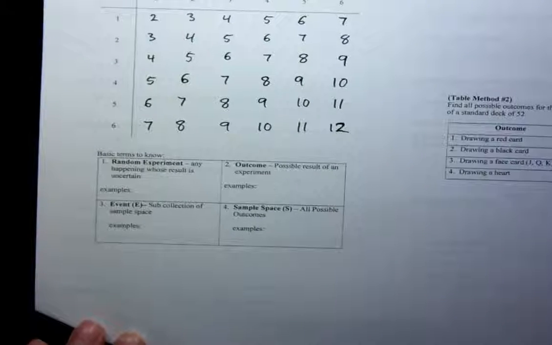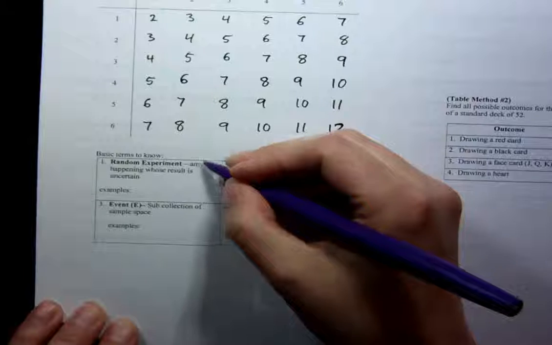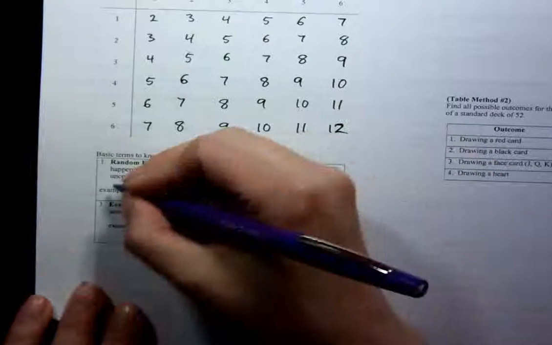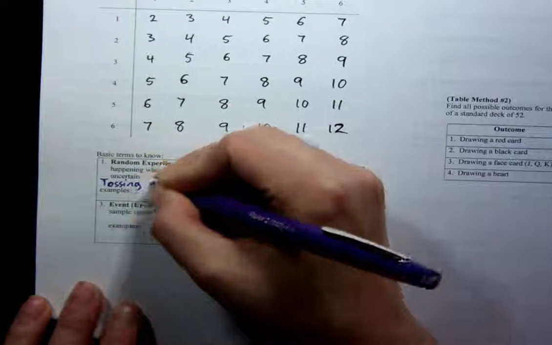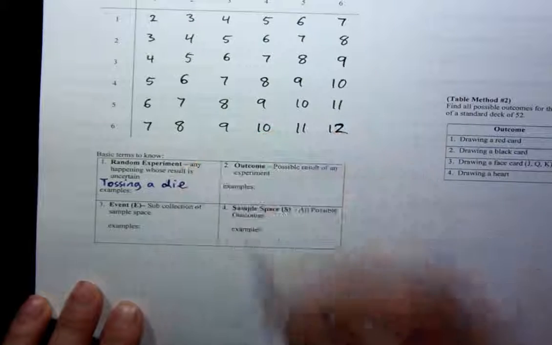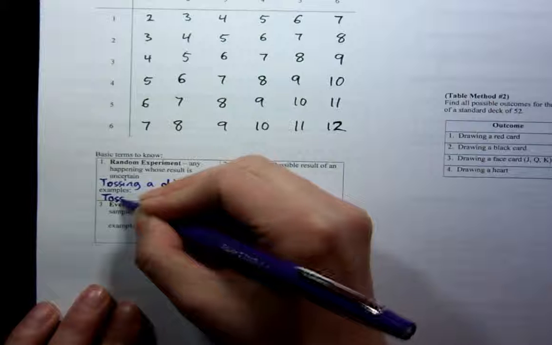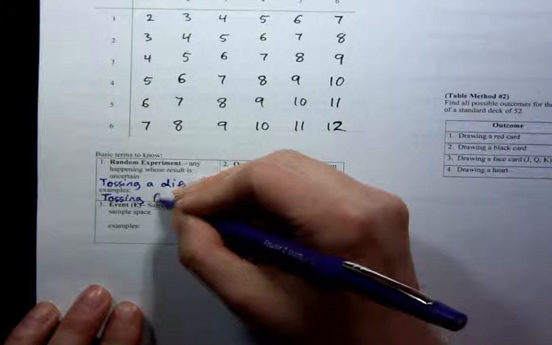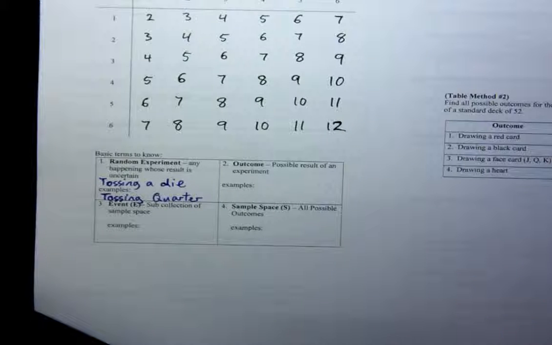This next part is just some basic vocab that you might see in your questions on your assignment. So a random experiment is just anything you're doing. So we could do something like tossing dice, which is what we'll do next time you come into class. We'll do some experimental probability. Or tossing a quarter. So those are examples of two possibilities.